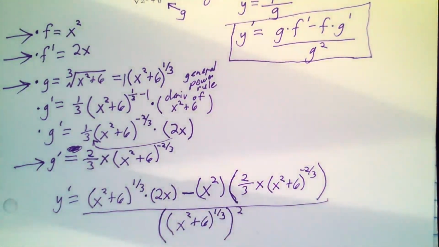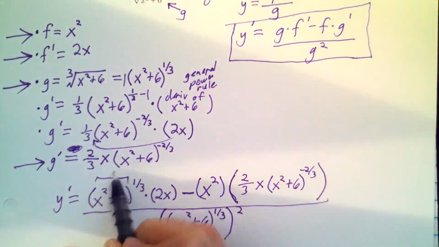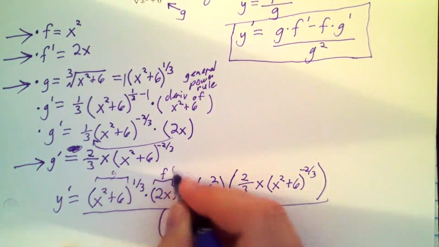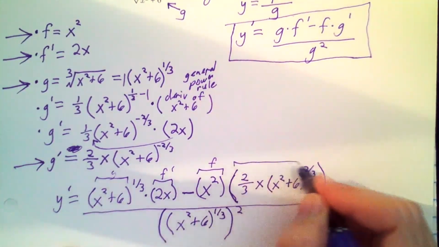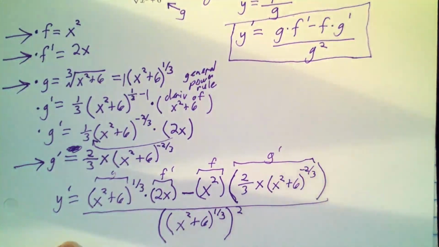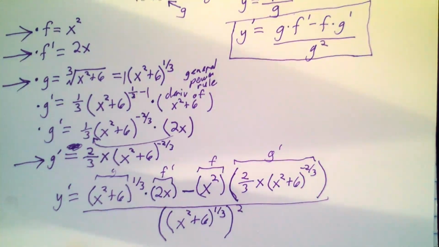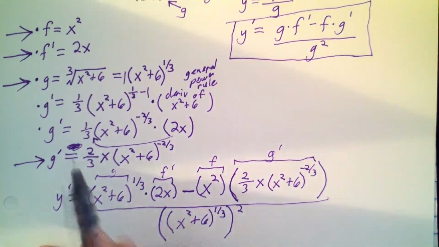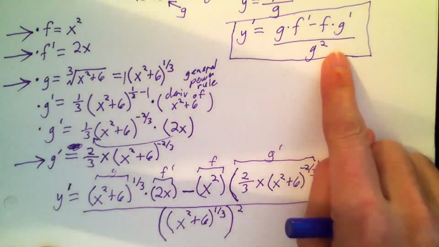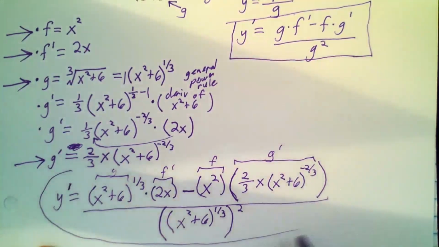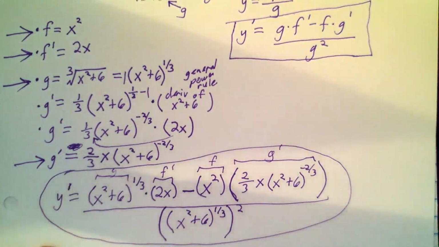Now all of the parts are here according to my quotient rule. This is g, f prime, f, g prime, and that's the square of g. So it all lines up. And this looks pretty ugly. And this is where I'm going to say that we're going to mostly leave this alone without simplifying it further. We've done the derivative. As soon as you put it in the quotient rule formula, you're done. This is the derivative, as ugly looking as it is. And this is an acceptable answer for your homework.